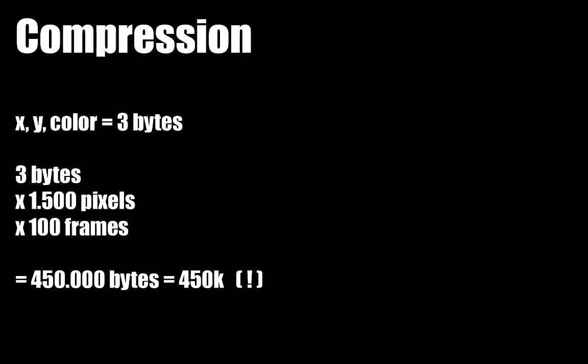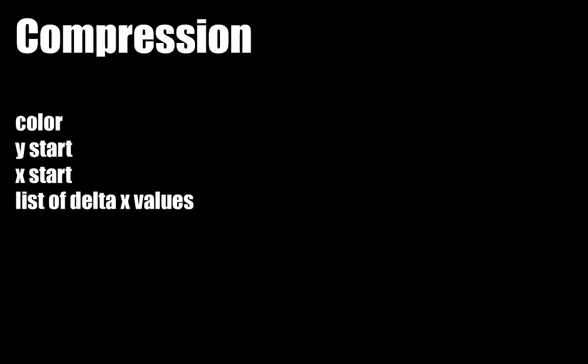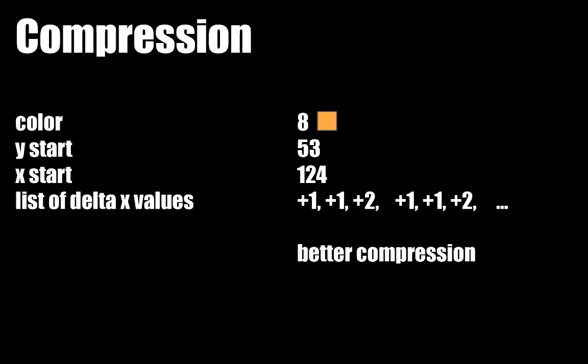The ring has frames with over 1500 pixels. If we would store X, Y, and color for each pixel, we would get 450 kilobytes. That is way too much for our 800K disk. Instead, we sort all pixels by color and just store the delta X values from one pixel to another. For the most part, the delta X values will form patterns which can be compressed nicely with LZ4.